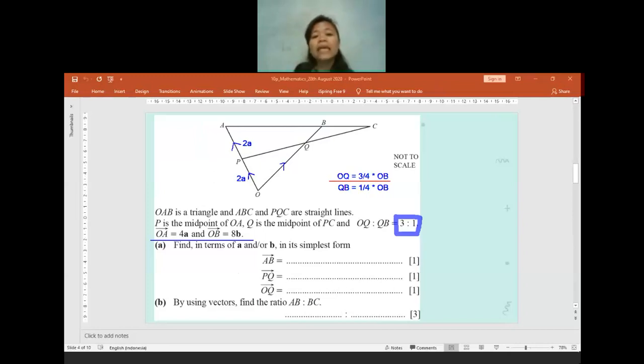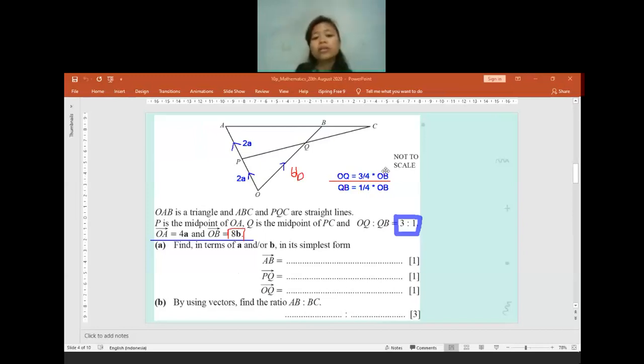It will be 6b. Is there anyone who gets confused? Why is it 6b? The vector OB is 8b. 3/4 times 8b. The answer will be 6b.